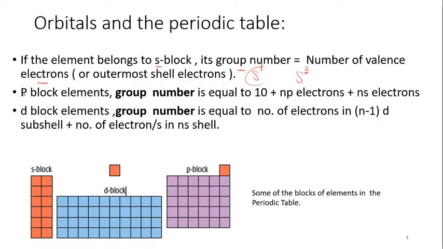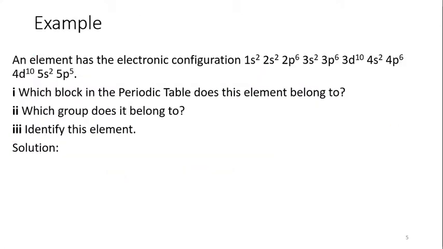As for p block elements, the number of the group will be calculated as 10 plus the number of electrons in the last p orbital and the last s orbital. As for d block elements, the group number will be the number of electrons in the last filled d subshell and the last filled s subshell.